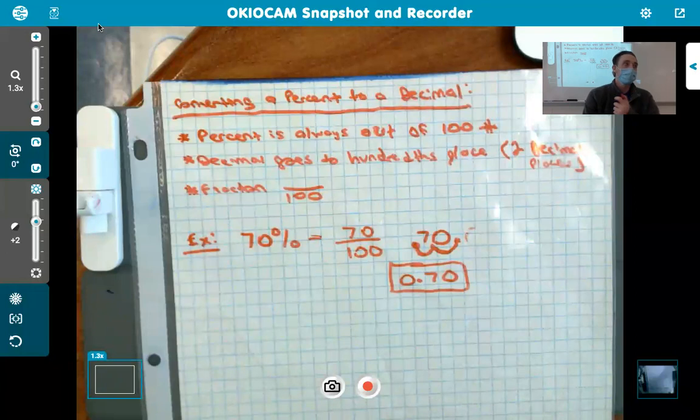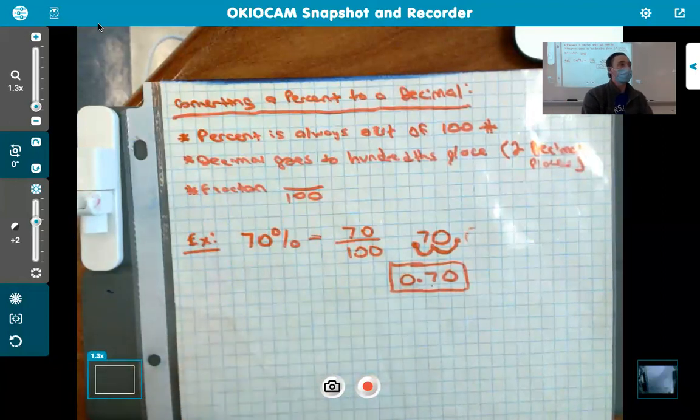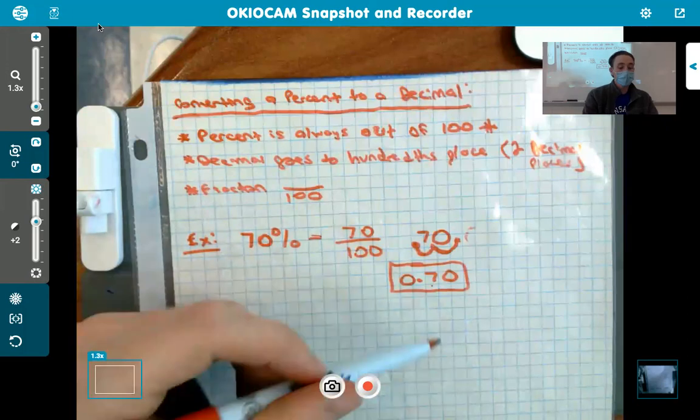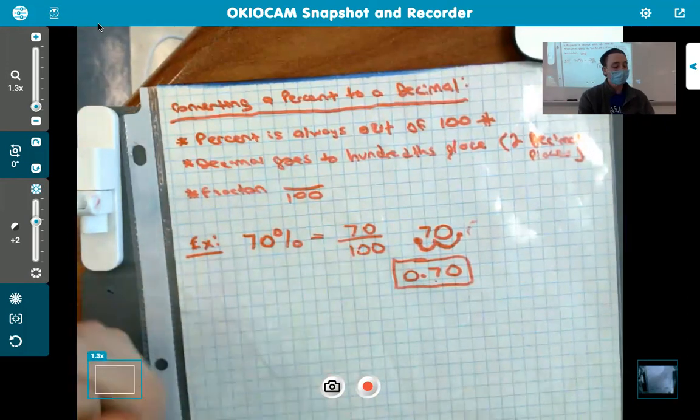Okay. Any questions about that first example? Something else you can think about, that first place is the tenths place, right? We'll think about 70 as 7 tenths, right? So you have 7 in the tenths place, or 0.7, that's your 70, okay?